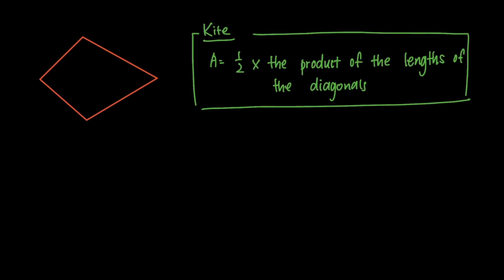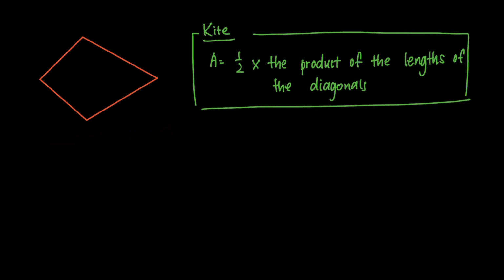To find the area of a kite, you need to use this formula. Area equals 1/2 times the product of the length of the diagonals. So we now need to find out what the diagonals are so we can find the product of these diagonals and times it by 1/2. So looking at our kite here, where are the diagonals?